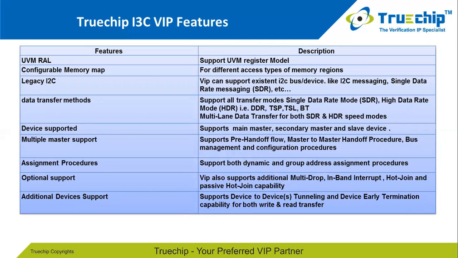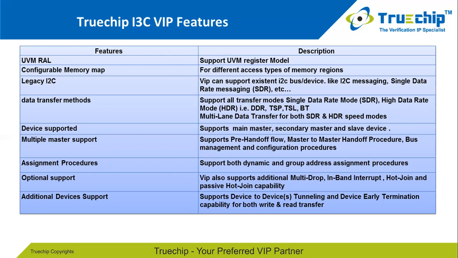VIP provides support for UVM register model and generates RAL sequences. It also supports configurable memory map. VIP can support existing I2C bus devices, like I2C messaging, single data rate messaging, SDR, etc. It supports all transfer modes: single data rate mode, high data rate modes, that is DDR, TSP, TSL, BT, and multi-lane data transfer for both SDR and HDR speed modes.